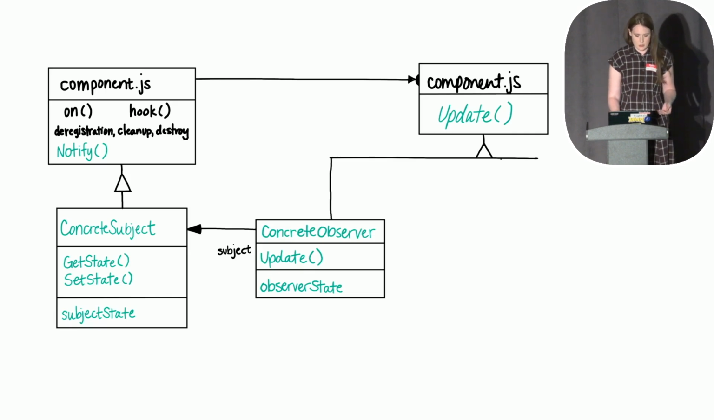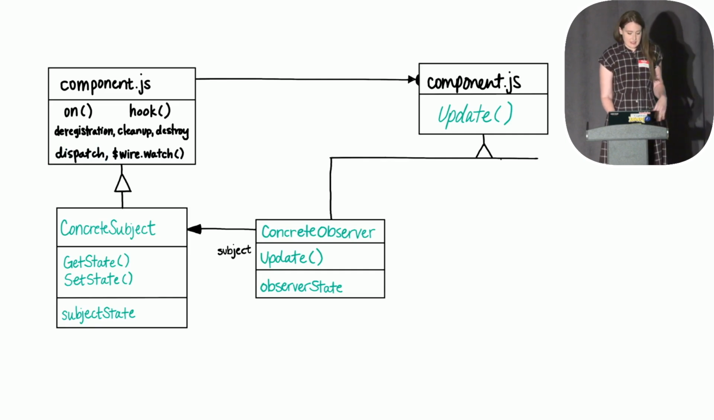There's cleanup, and then there's destroy within the lifecycle. And then the notification happens in this system. There's also dispatch and wire.watch and the way that interacts with the on function. So there's a lot of different ways that the components in the front end of Livewire meet this definition specifically.